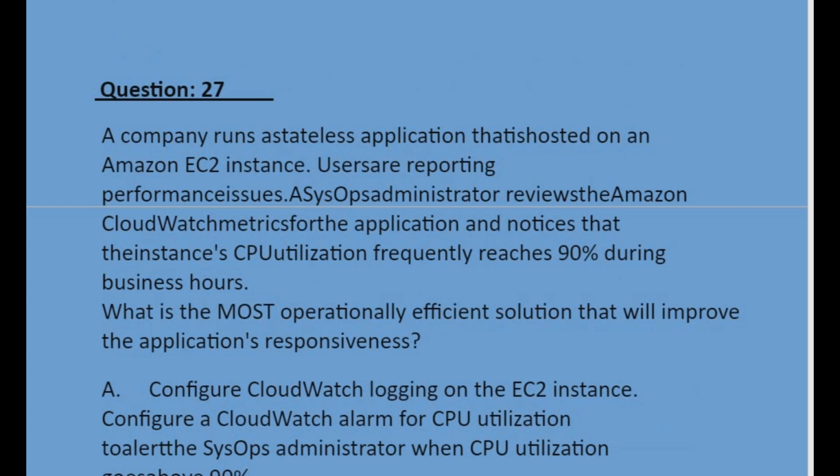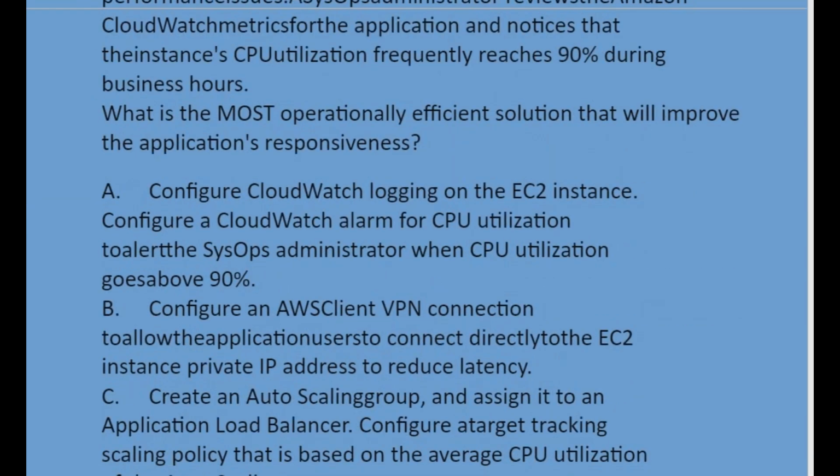Question: A company runs a stateless application that is hosted on an Amazon EC2 instance. Users are reporting performance issues as a SysOps administrator reviews the Amazon CloudWatch metrics for the application and notices that the instance's CPU utilization frequently reaches 90% during business hours. What is the most operationally efficient solution that will improve the application's responsiveness?